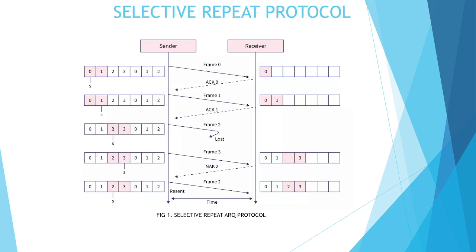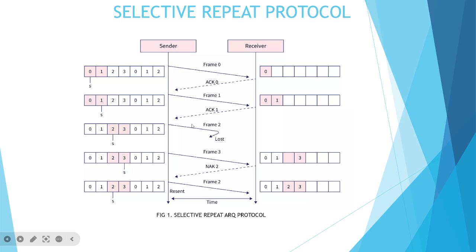So basically this is a diagram of selective repeat protocol. As you can see, the window size is limited to frame 0 and frame 1. At the start, the sender sends frame 0, it is received by the receiver and it sends an ACK signal. Then the sender sends frame 1, it is received by the receiver and sends the ACK to the sender. Then the window is changed from 0-1 to 2-3.